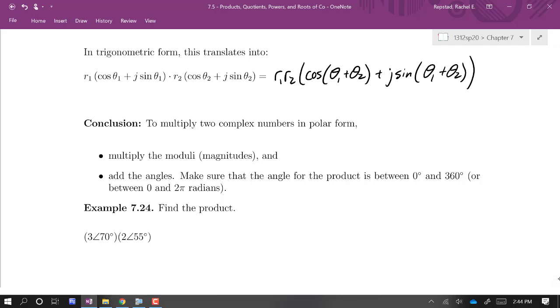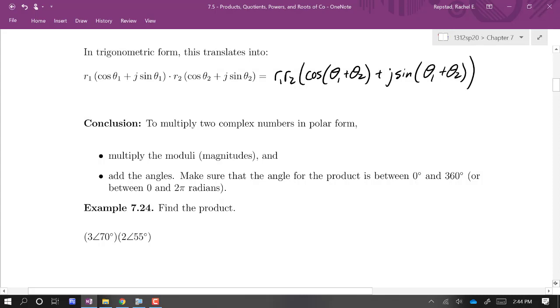When we add the angles, we have to make sure that we're giving a standard position angle between 0 and 360, or between 0 and 2 pi if we're in radians. And we'll see an example where sometimes we have to do a little extra work to make sure that our angle is within the bounds that we need it to be.